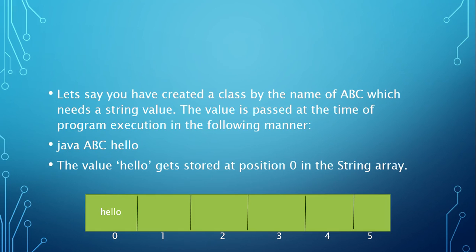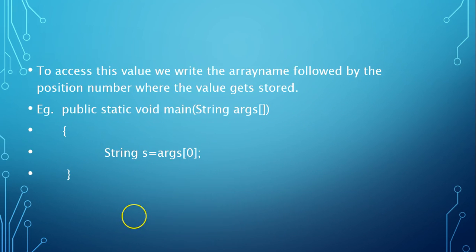The third value will be stored at position 2 and so on. So the first value is getting stored in the array at position 0. To retrieve the value from the array, we use this syntax wherein we write down the array name and we write down the position number where the value will be stored.